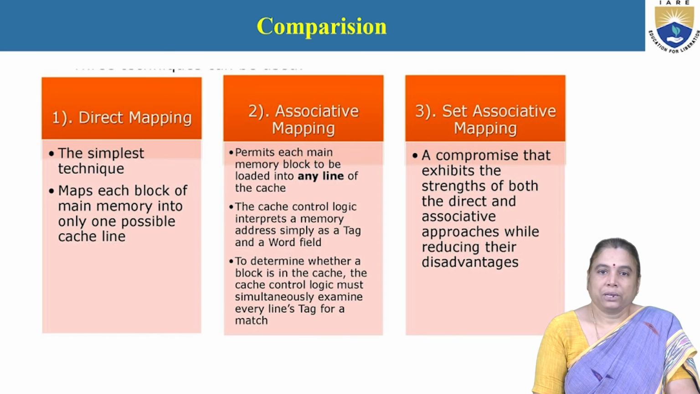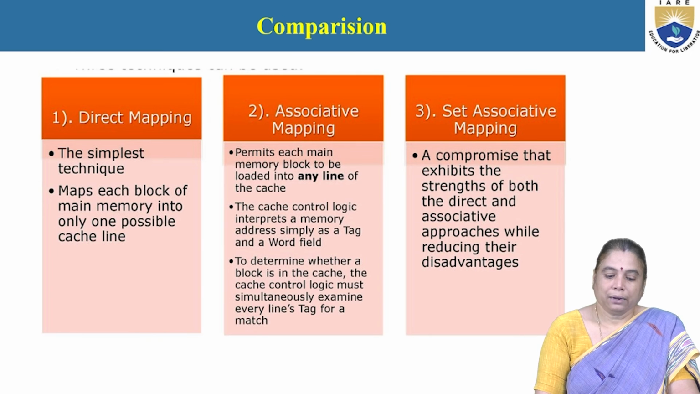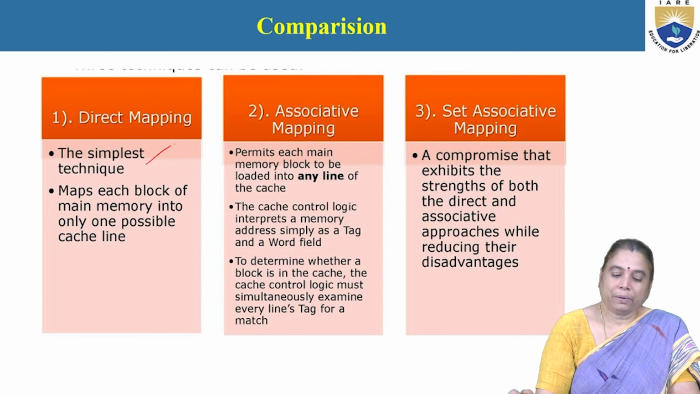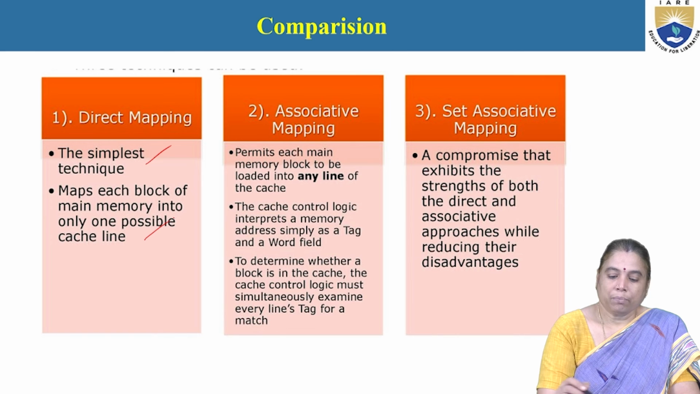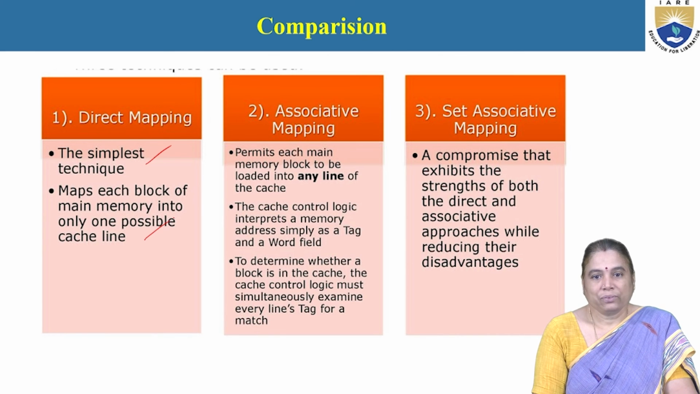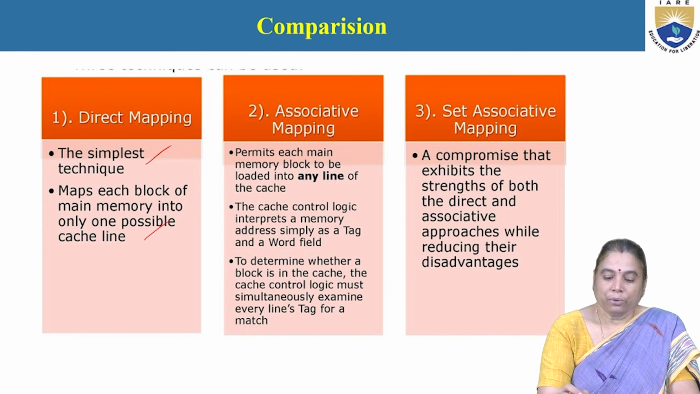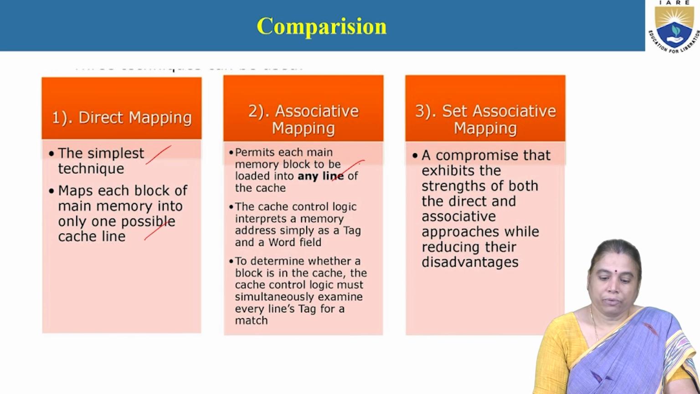What is the comparison between direct mapping, associative mapping and set associative mapping? Direct mapping is the simplest mapping technique. It maps each block of main memory into only one position of the cache line, which can be calculated with the help of the modulus operation. Associative mapping permits each main memory block to be loaded into any line of the cache that is freely available.